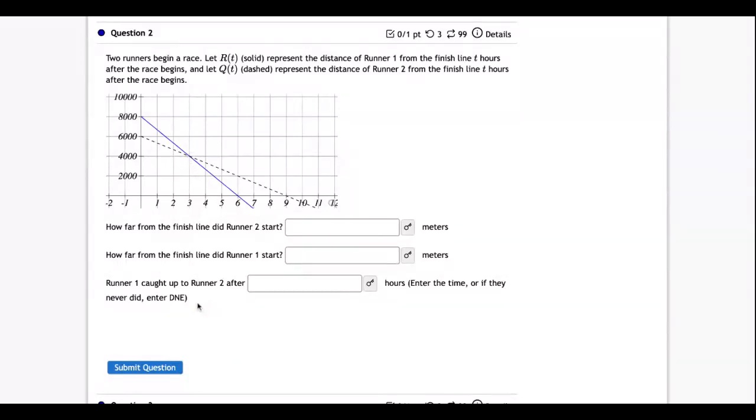Runner 1 caught up to runner 2 after how many hours? If they never did, runner 1 caught up to runner 2 after how many hours? The question is not asked so well. The question itself is not formed so well.